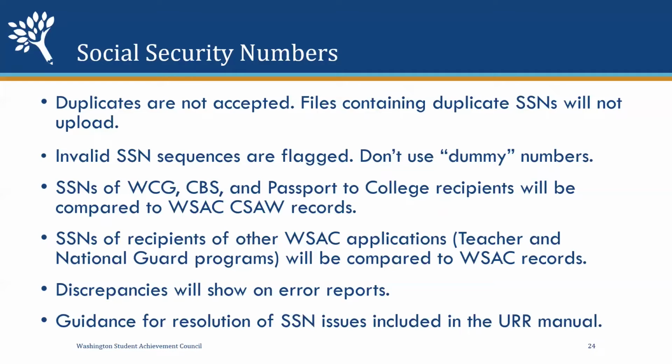Guidance for resolution of Social Security number problems is included in the unit record manual. Generally, if there's a problem, we look at the unit record, Seesaw, or obligation tracker records to match that Social Security number. And if you find any discrepancies, you're going to need to contact WSAC to correct the data to make sure the history is correct. You're primarily going to work with Ann on these Social Security number issues.